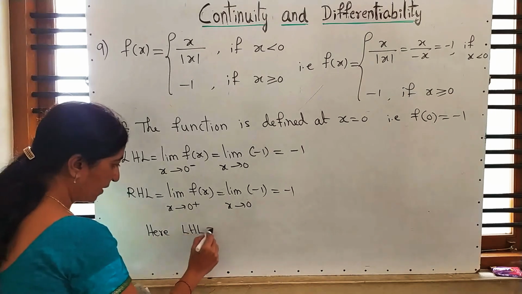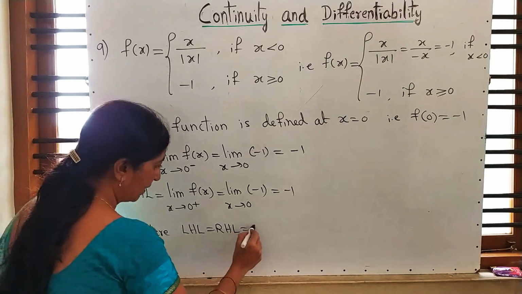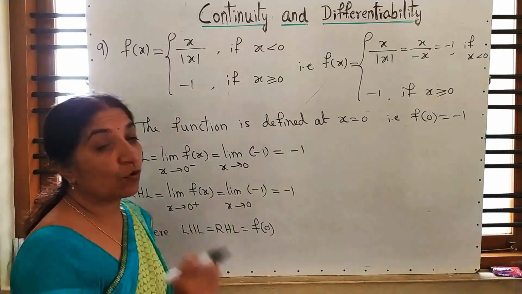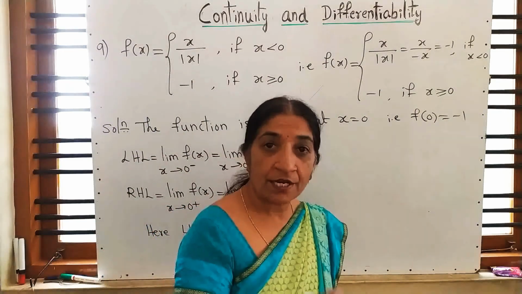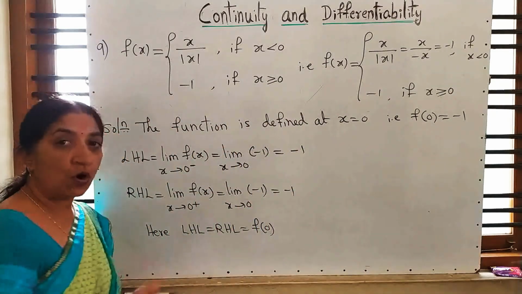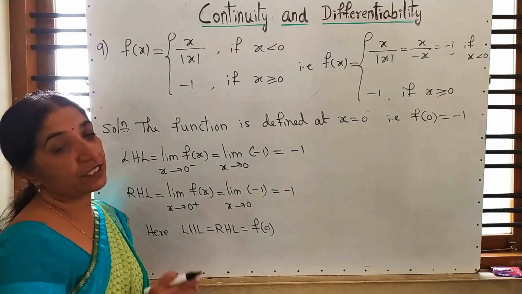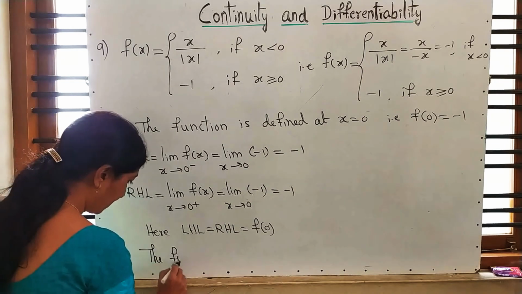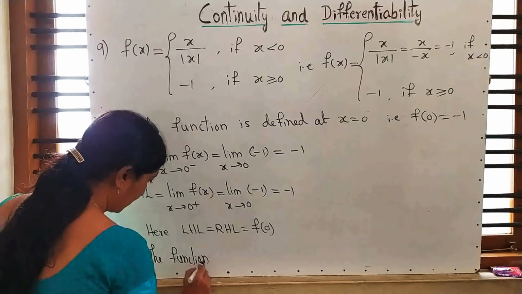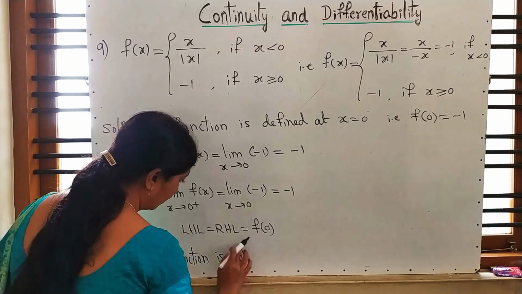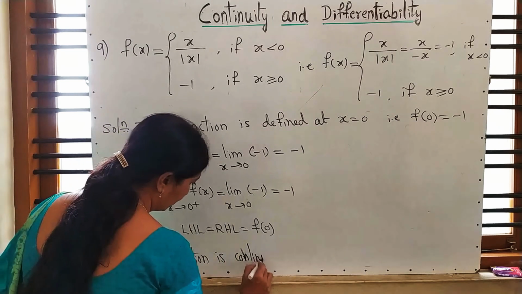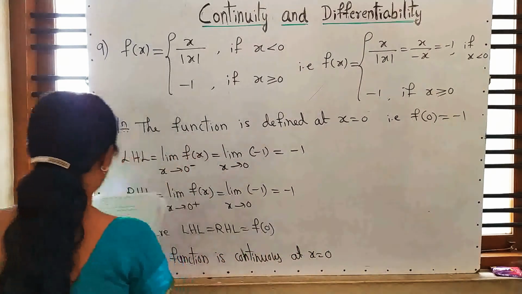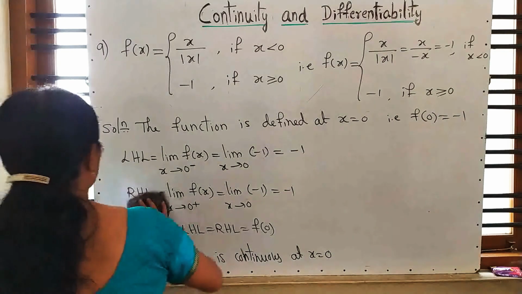Left hand limit is equal to right hand limit is equal to f of 0. All the three are equal or what? Yes, they are equal. Then what is your conclusion? The function is continuous at x is equal to 0. Or you can write the function is not discontinuous. The function is continuous at x is equal to 0. Understood or what? So this is the homework question 9th one.